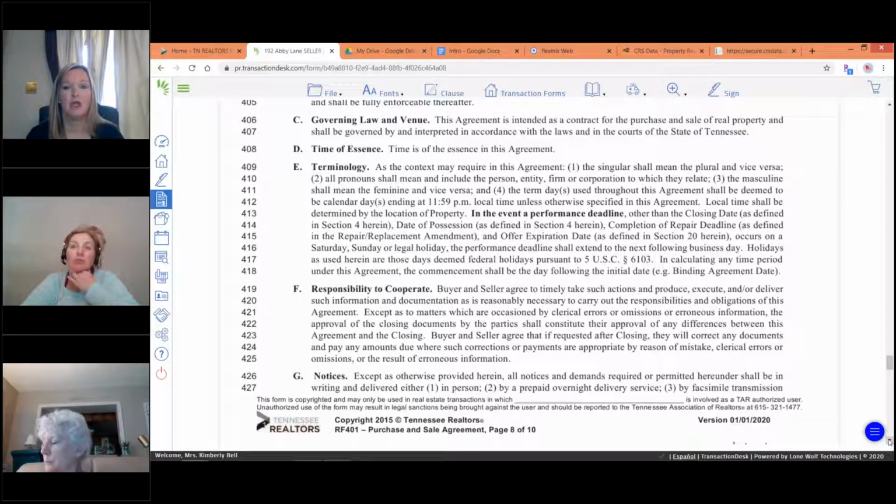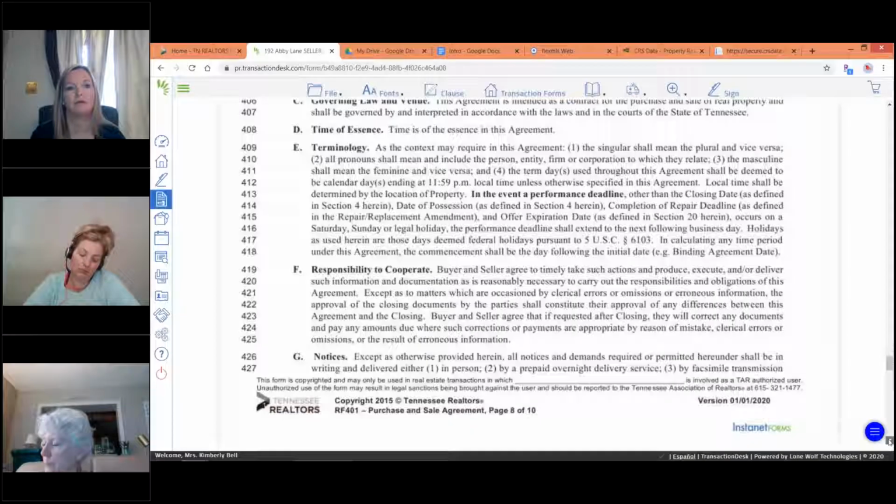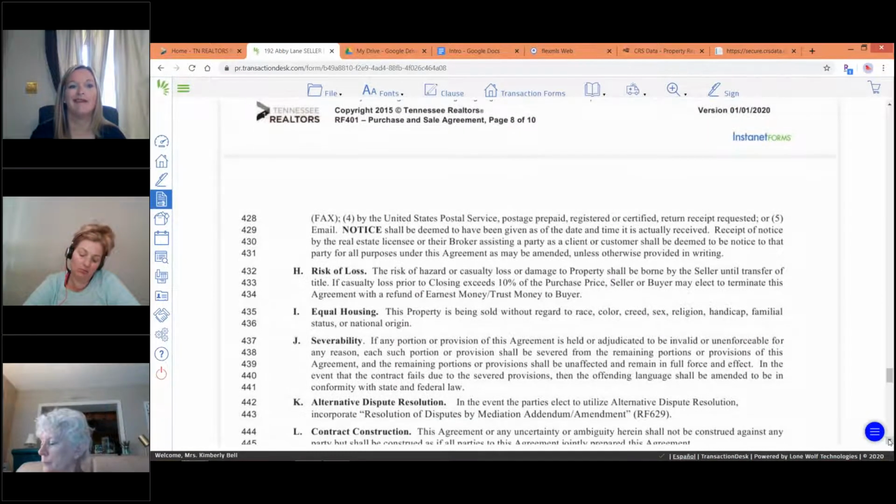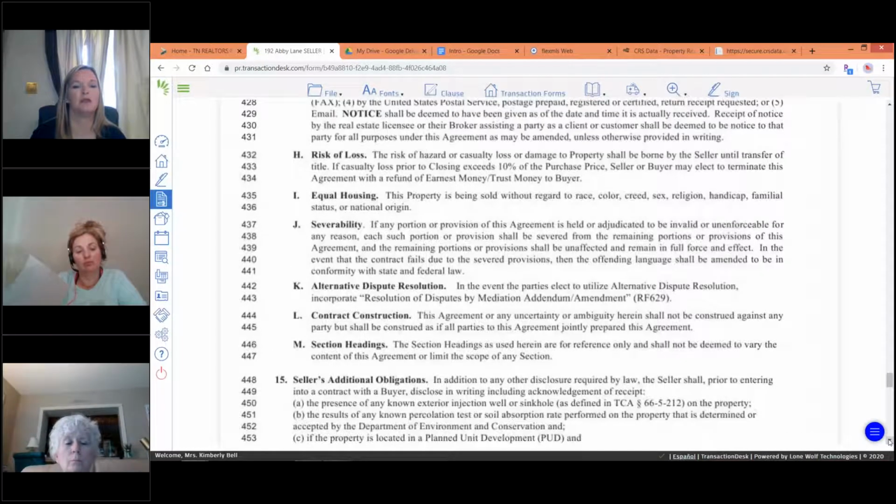Okay. In calculating any time period under this agreement, the commencement shall be the following day of the initial date. Binding agreement is day 0. The next day is day 1. We have the responsibility to cooperate, correct clerical errors, notice, and these are all a lot of legal stuff. So you know that there's a risk of loss. There's equal housing. So risk of loss, a house burns down while you're under contract.